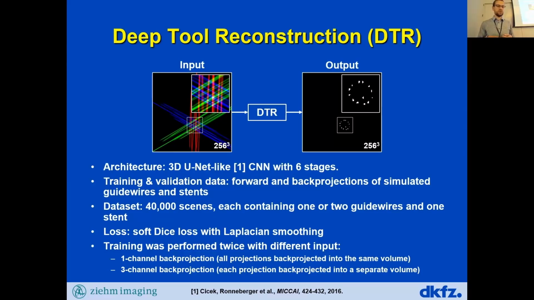As a loss function, we used the soft Dice loss with Laplacian smoothing, and to find out whether this 3-channel back projection is advantageous compared to the 1-channel back projection, we performed training twice with these different kinds of inputs.